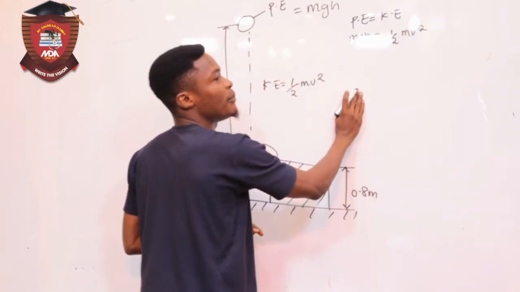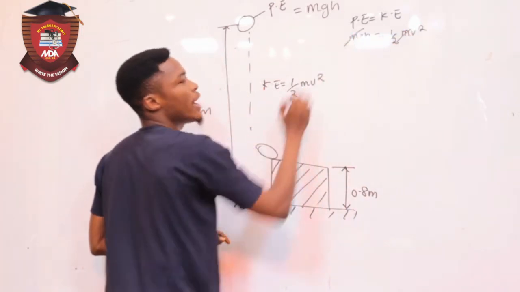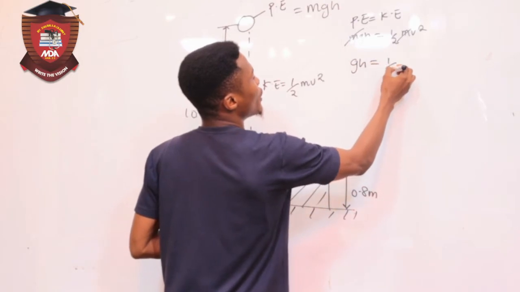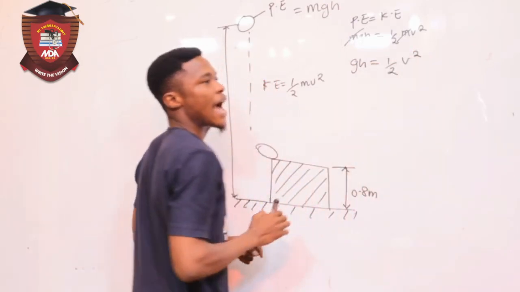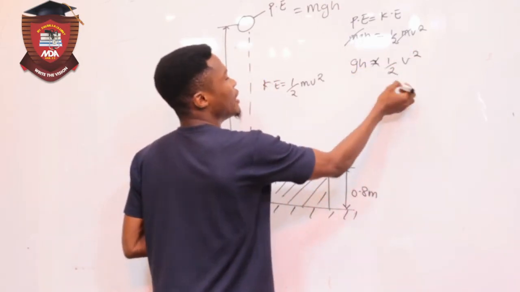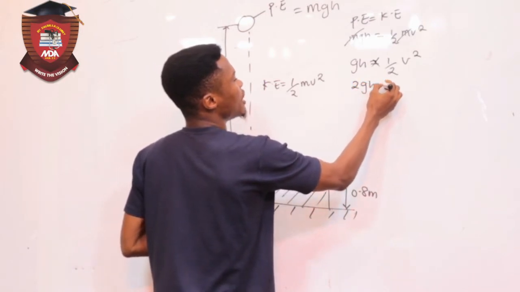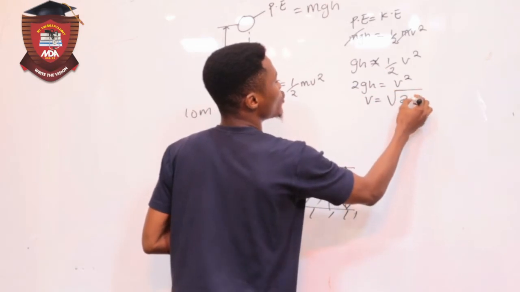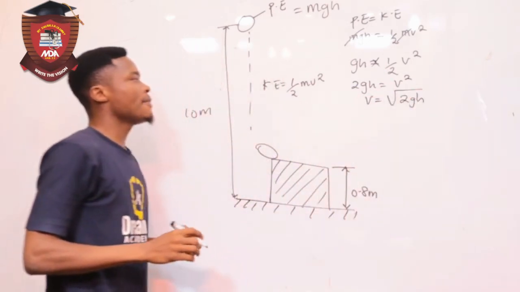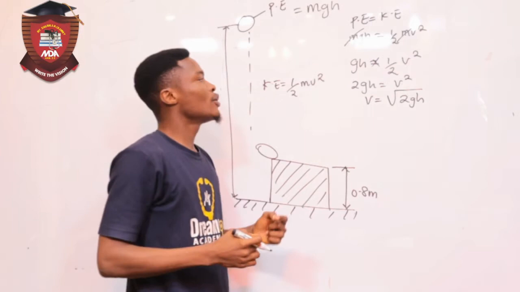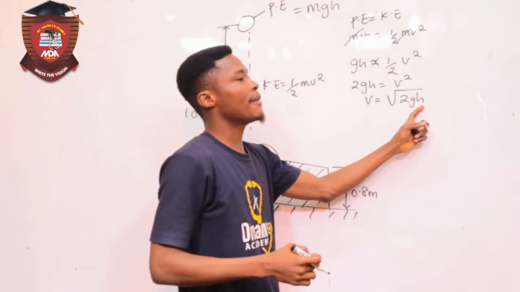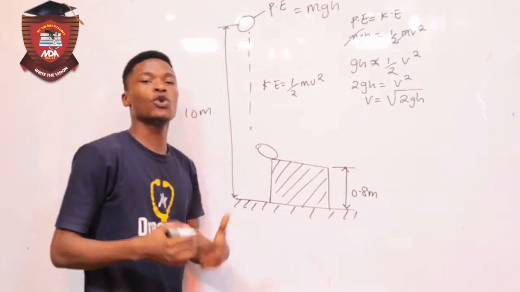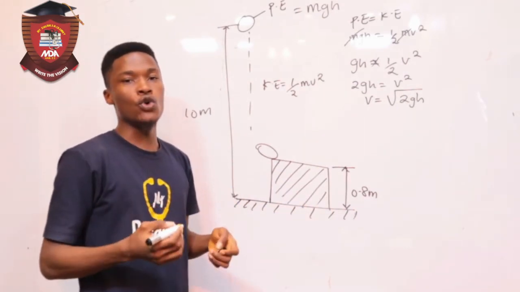Okay, so we can simply say let m cancel m on both sides, and we are left with gh equals 1 over 2 v squared, and then we cross multiply. Okay, cross multiply, 2gh is equal to v squared, or we say v is the square root of 2gh. Okay, now but the problem now lies, which height are we going to make use of here? Because we have two heights. We have 10 meters and we have 0.8 meters. So which one are we going to make use of?